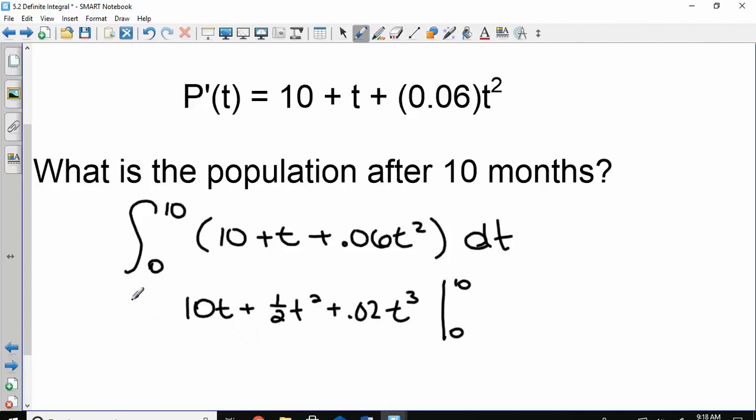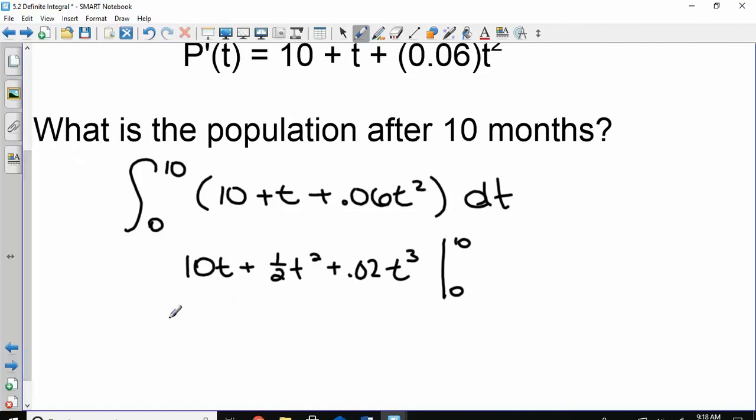So if we plug in 10 squared is 100 times 1/2 is 50. 10 cubed, 1000 times 0.02, and that gives me minus 0. Okay, I get 170.